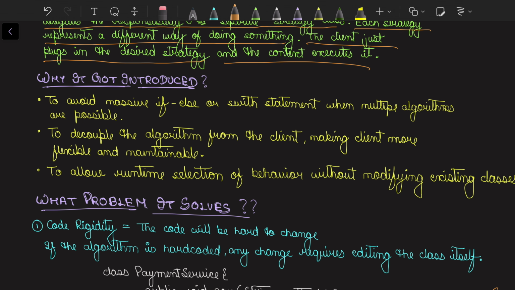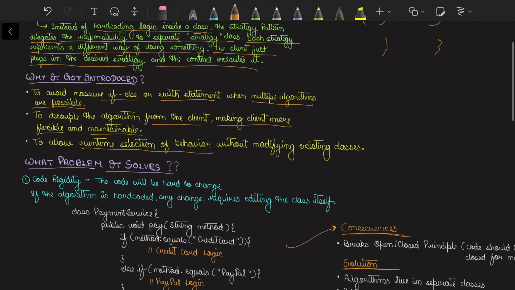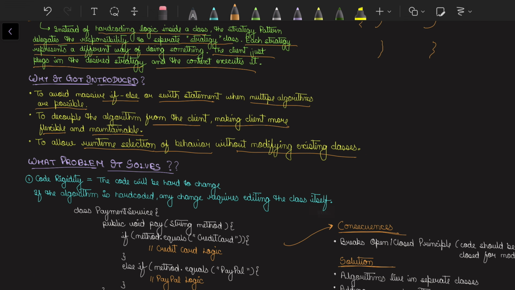It was introduced to avoid massive if else or switch statements when multiple algorithms are possible, to decouple the algorithm from the client and make the client more flexible and maintainable, and to allow runtime selection of behavior. At runtime we can switch these strategies in order to implement our business logic, without modifying the existing classes.